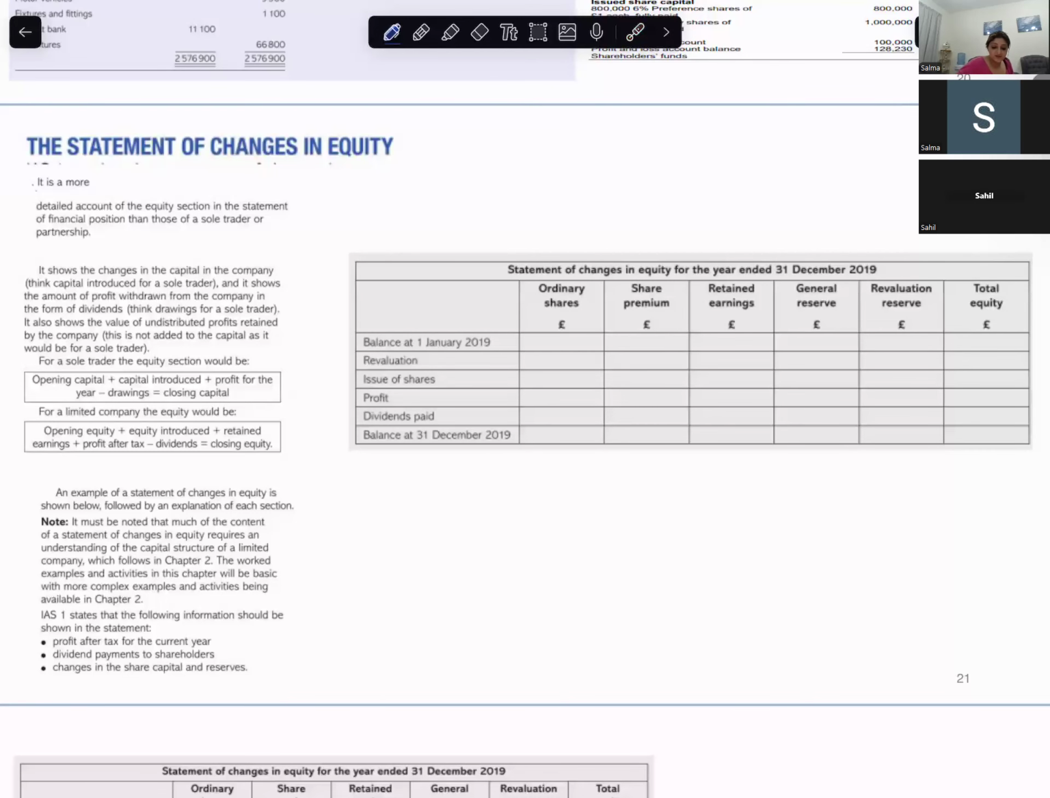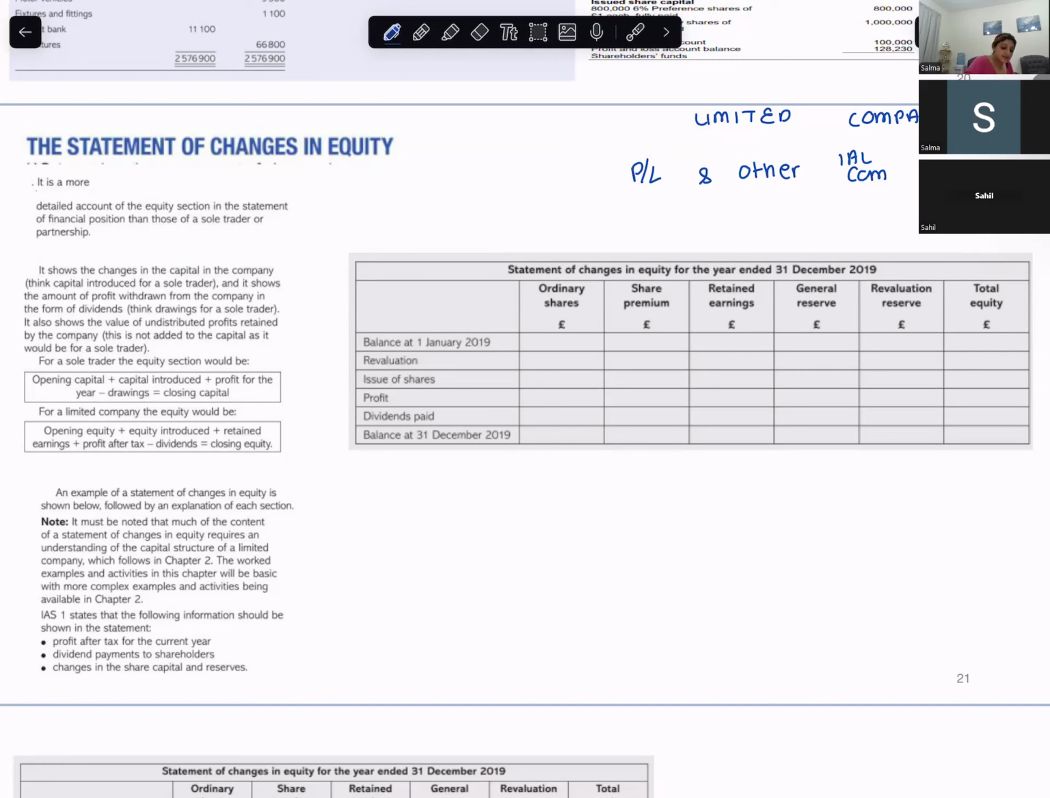In the statement of changes in equity, limited companies for IAL, this is your first chapter of financial accounting. What was the first thing that we did in this chapter? It was the format of statement of profit or loss and other comprehensive income. Are you with me? Yes. And then we did sums related to making it a prescribed format, and the format is prescribed by International Accounting Standard 1. Correct?